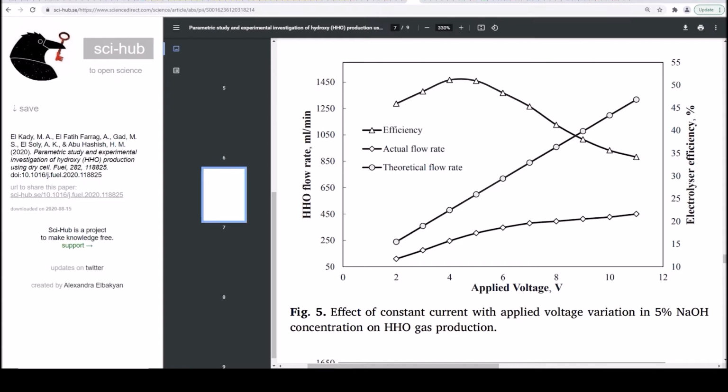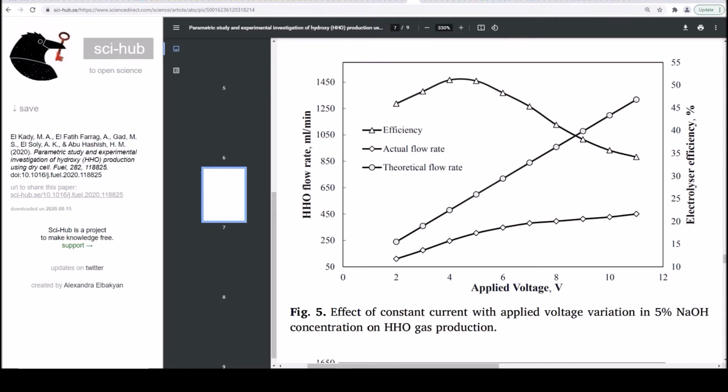Now, if you go down to let's say 4 volts, that's 250 milliliters per minute, you can see here. 250 times 7, or excuse me, 4.5 times 7.